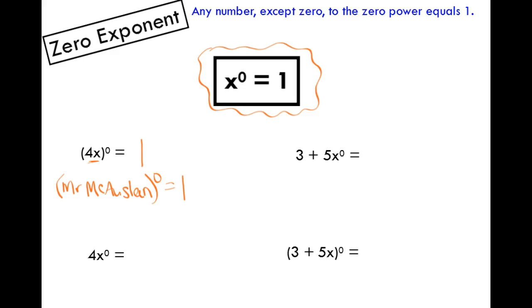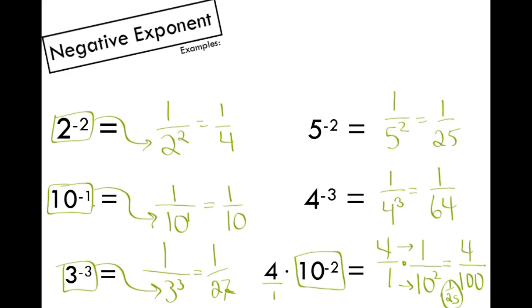That's different than 4x to the 0 power without parentheses. If you look right here, the 0 is attached to x, which is the base, but 4 is not a base anymore. 4 is a coefficient. It is not affected by that 0 exponent. So if you were to rewrite this, it would be like that last example here with the dot.